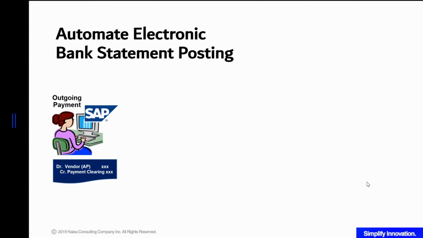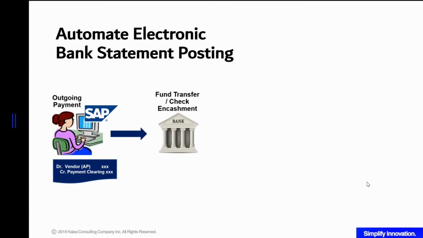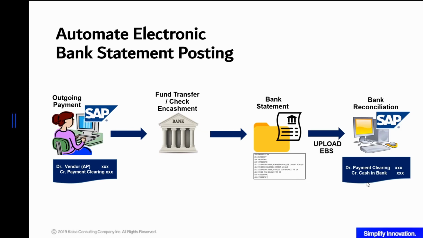And then when the bank statement comes, confirming the transfer of your funds to your vendor's bank account, that's the time to credit your CIB account with the payment clearing account as an offsetting entry. Just for your appreciation, this is the process that will happen in the automation of the electronic bank statement.